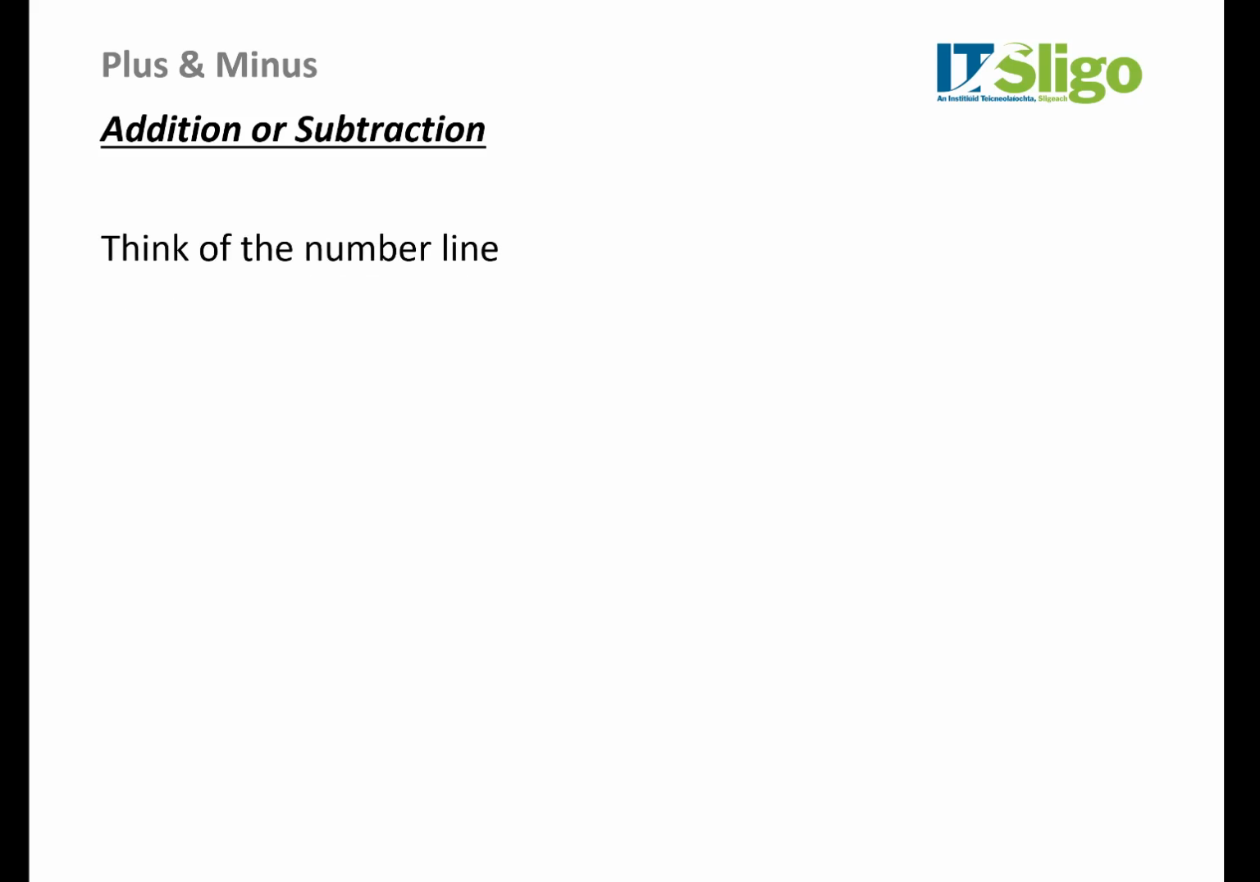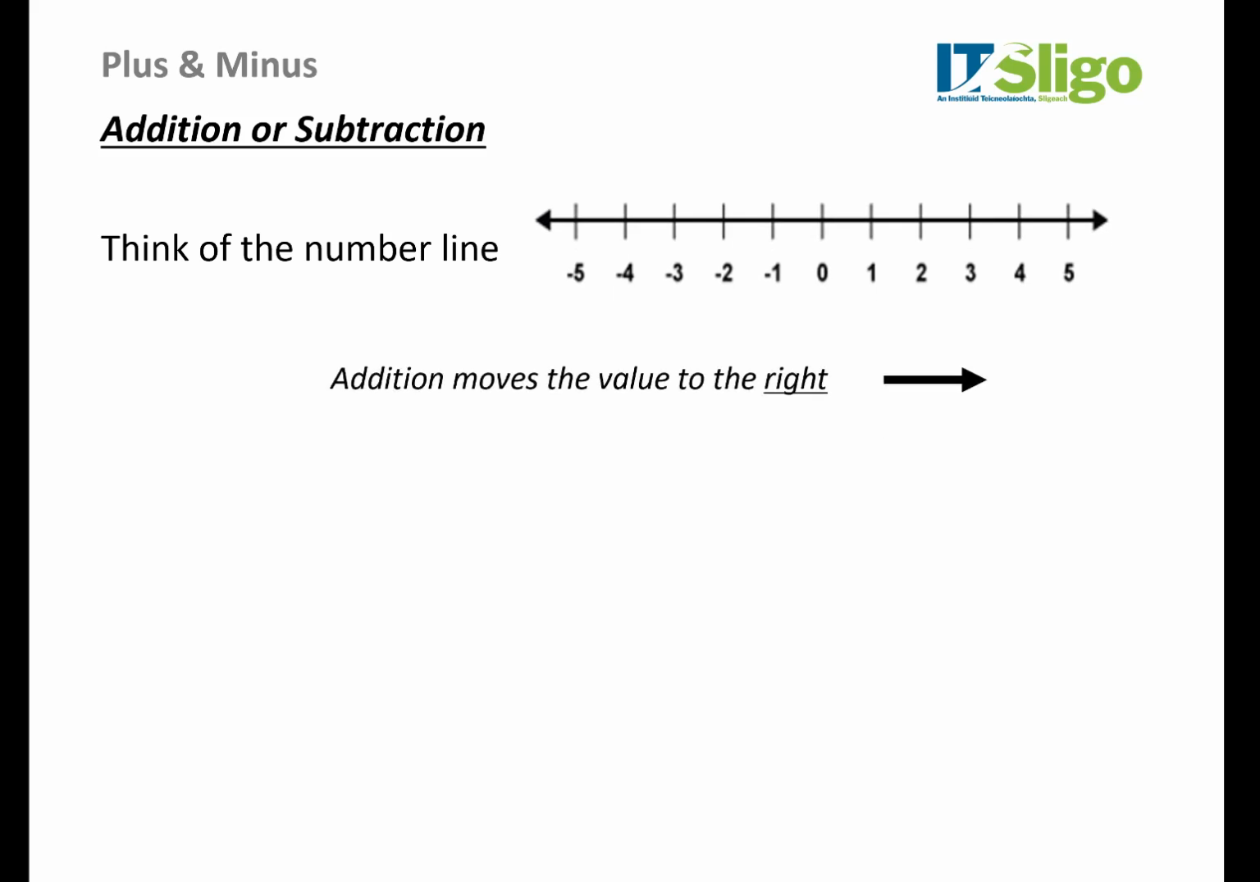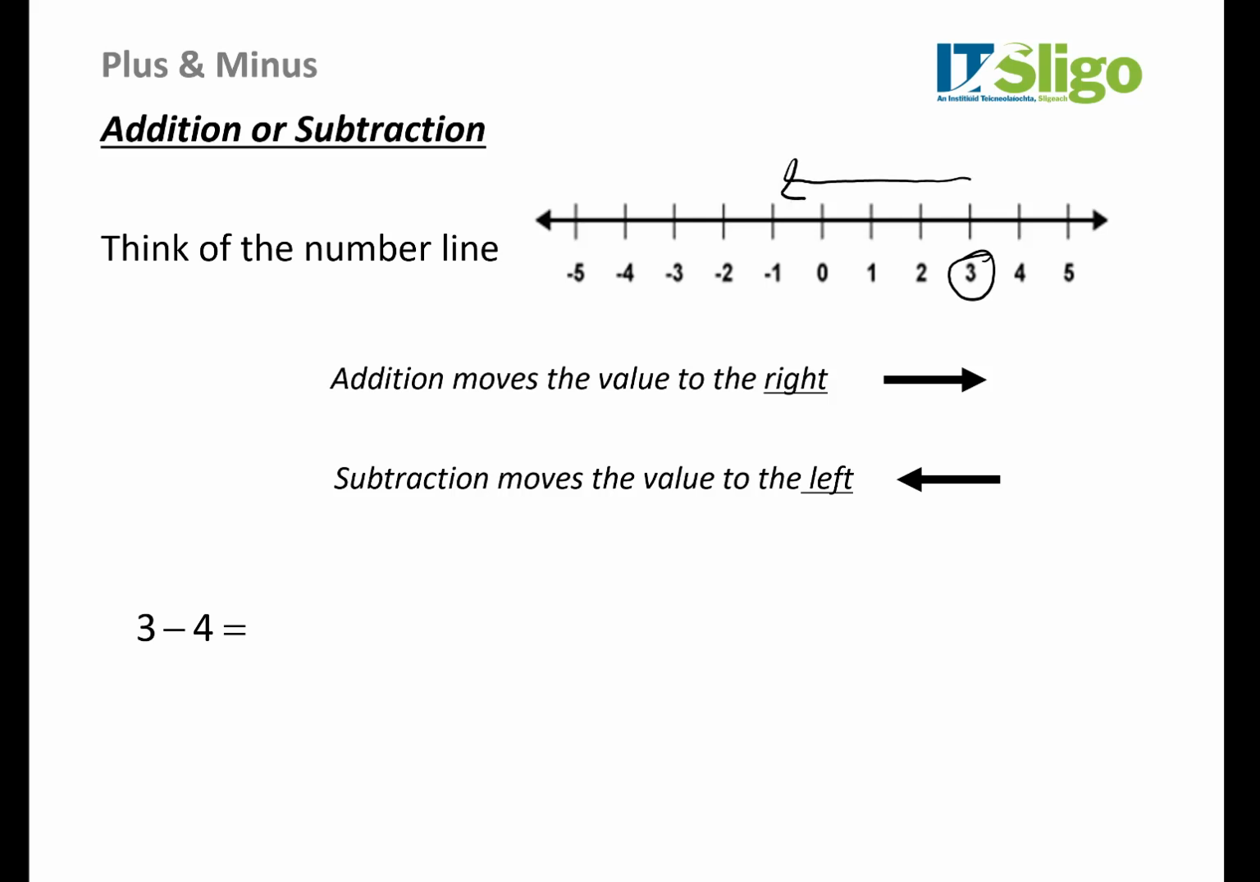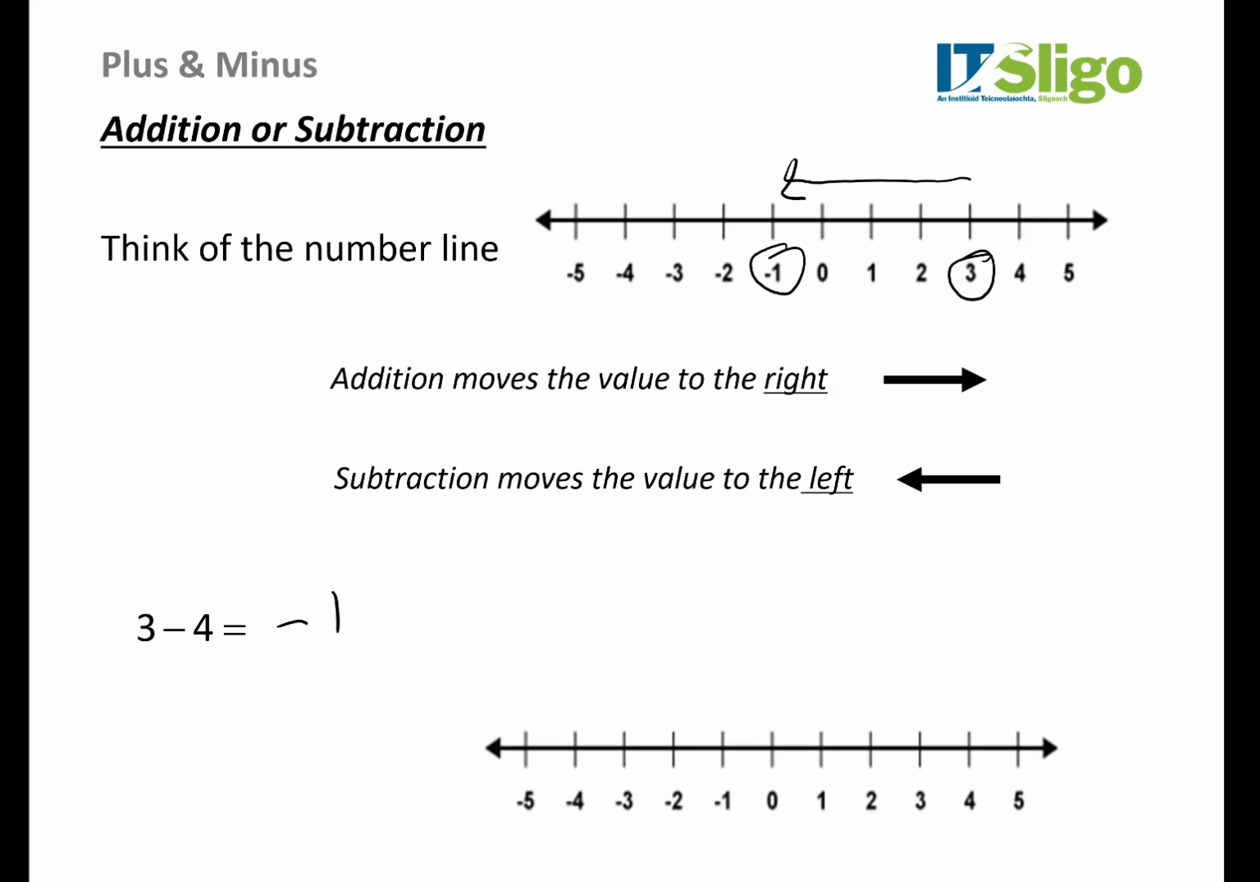So if you're asked to add or subtract positive and negative numbers, think of a number line. Addition moves the value to the right, subtraction moves the value to the left. So if we have something like 3 minus 4, we start at 3, minus 4 brings me back 4 steps. I know, guys, this is really obvious, but this is where the mistakes are made. Similarly, minus 4 plus 1. Start here, minus 4 plus 1. I move forward 1 step. That's minus 3.